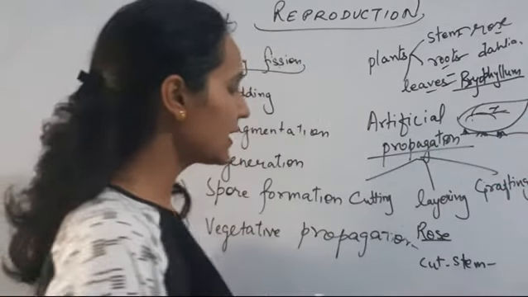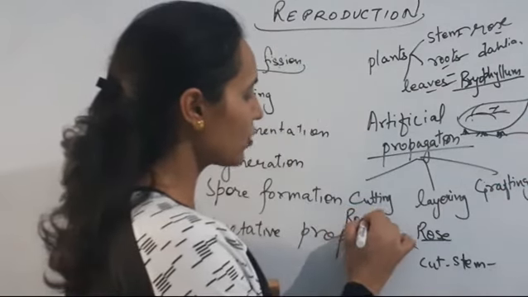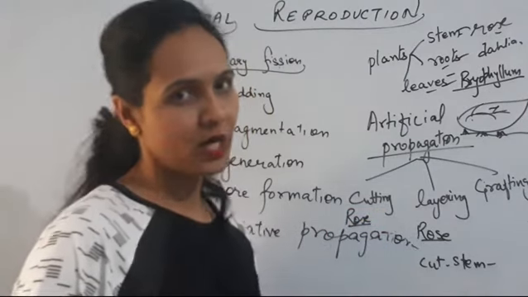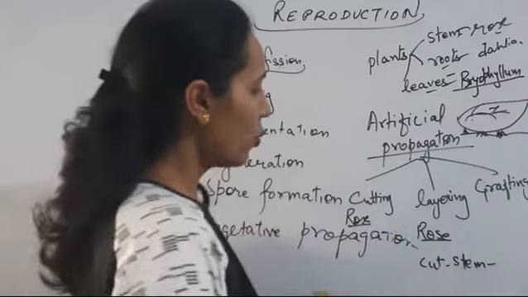So cutting, I'll give you the example of rose. Again, if you cut the stem of the particular plant and bury it inside the soil, you will get a new plant. That is cutting. What is layering?